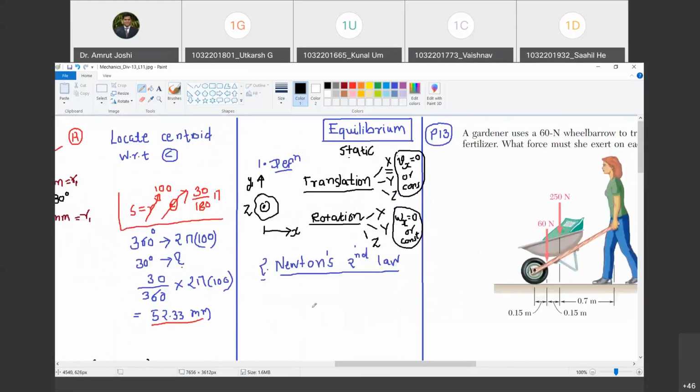For this equilibrium, let us now apply Newton's second law. Let us say the body is in translational as well as rotational equilibrium about all axes. Are you with me? Yes. If I take summation Fx, what should I write? Summation Fx by Newton's second law is mass into acceleration in x direction. But what is acceleration in x direction if the body is in translational equilibrium along x? 0.